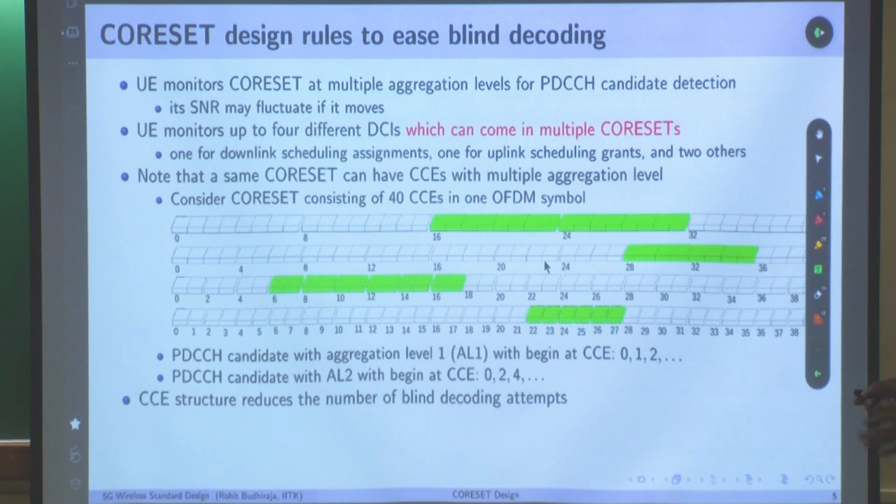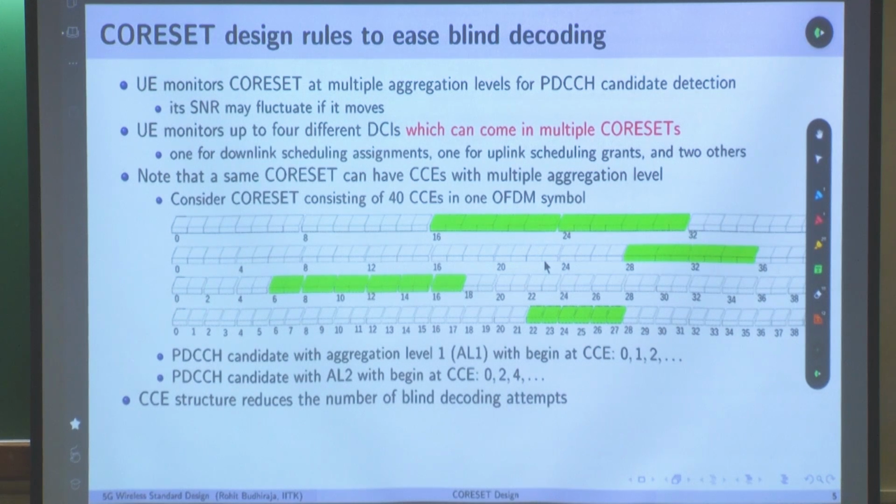Just to give you an example, for this user the search space is defined like this. This is UE1, a particular UE's search space. What are we saying here? At aggregation level 1, the DCI or the PDCCH of this user can come in any of these locations. At aggregation level 2, it can come at these locations. At aggregation level 4, it can come at these locations. At aggregation level 8, it can come at these locations. So this search space is defined for a particular user.